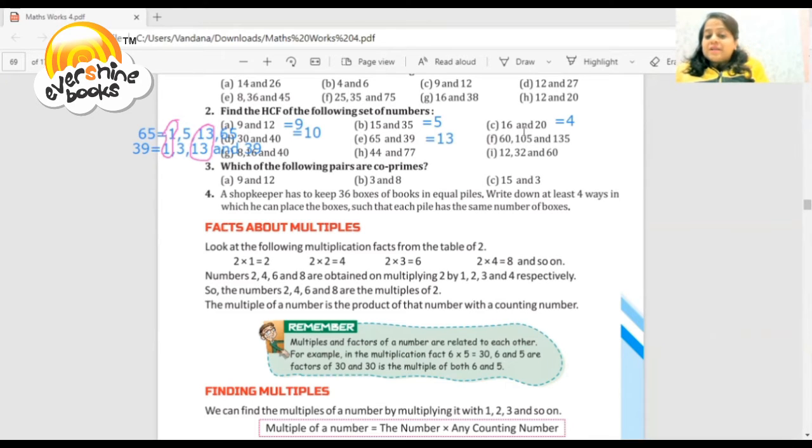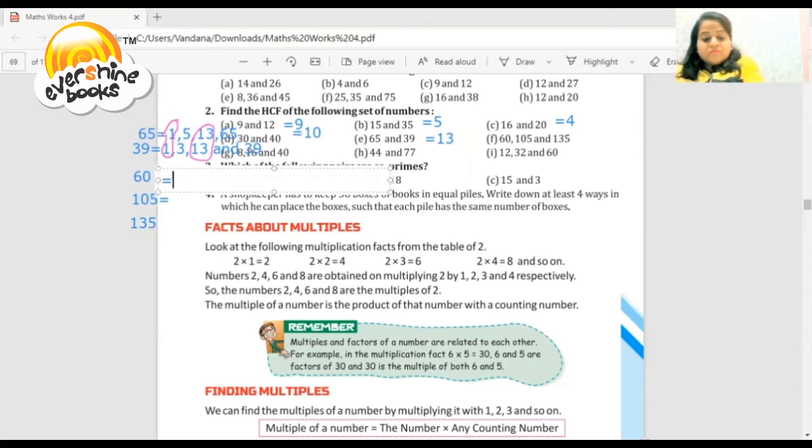Okay. Now these are your numbers: 60, 105 and 135. You have to find out the factors of 60 first, then 105, then 135. Let me explain here. Write the number 60 first, then write number 105 and then write number 135. Now find out the factors of the three numbers 60, 105 and 135. Then we will find the common factors. Okay, students, got it?